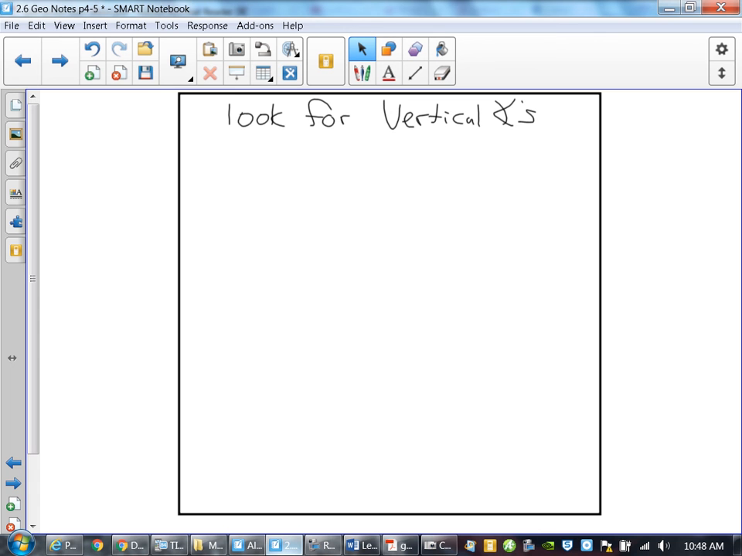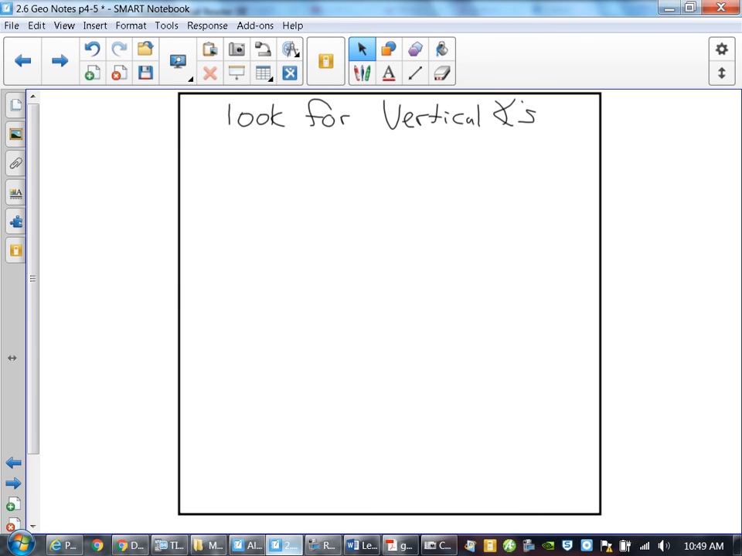Look for vertical angles. Vertical angles are generally something that will not be given to you. It's going to be one of those things that you're going to be able to imply from a diagram. Remember how we had those problems earlier, where A, B, and C are collinear, things like that. Vertical angles are the type of things that you're going to see within diagrams that you're going to be able to state.